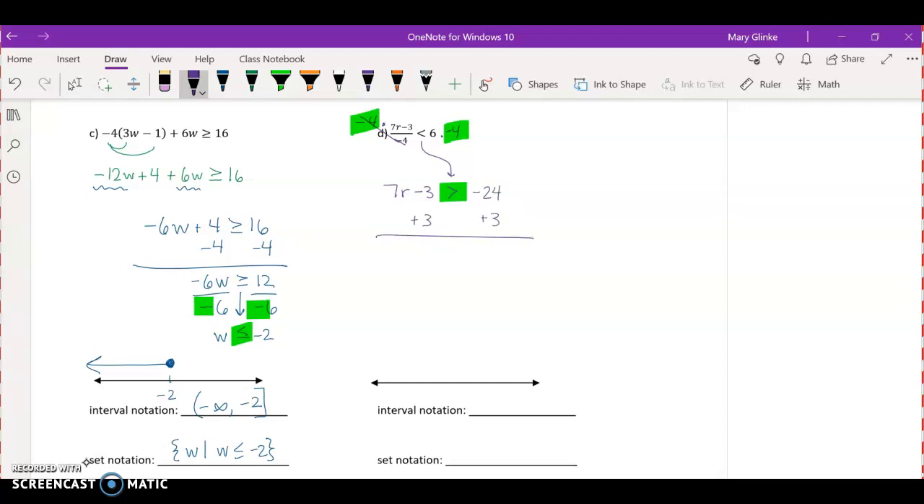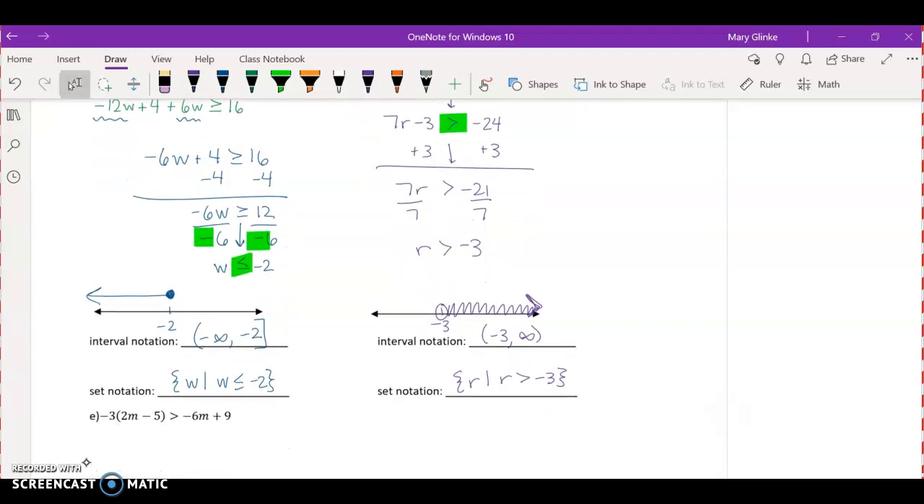And then we continue to solve like normal. Now we're going to keep this as 7r is greater than -21. And I'm dividing by 7. 7 is a positive number. Even though the 21 is negative, I'm actually dividing by 7. So it's going to stay r is greater than -3. Which means on my number line, I have an open circle, and I'm going to shade everything bigger than -3, which is everything to the right. So my interval notation starts at -3 with a parentheses to the right, which is infinity. Set notation is r such that r is greater than -3.